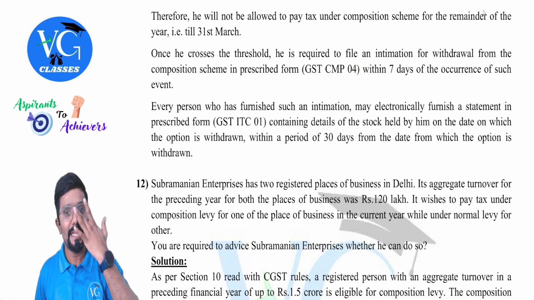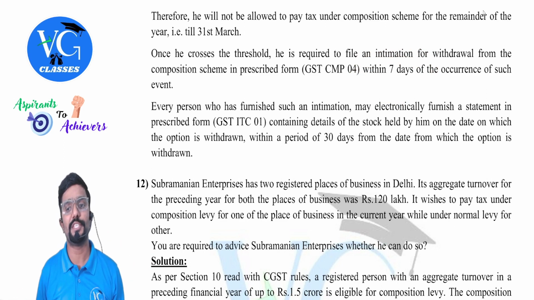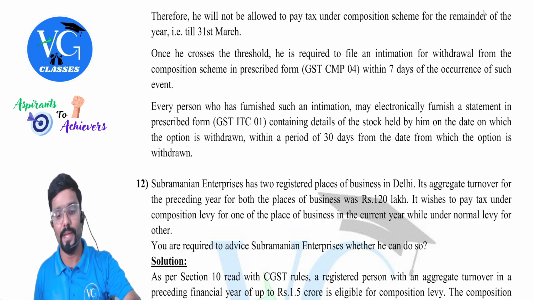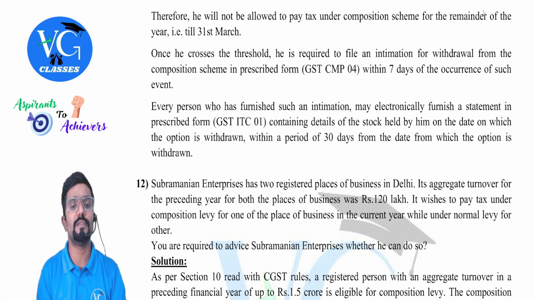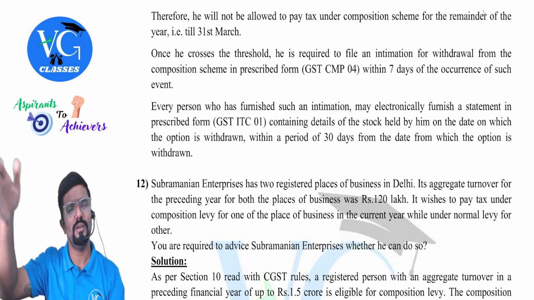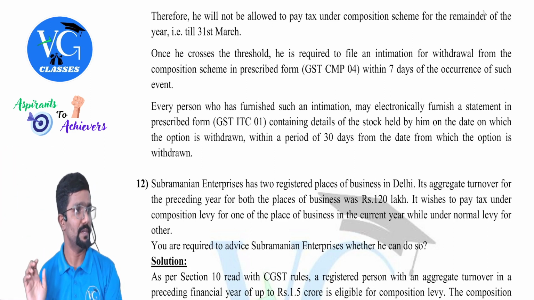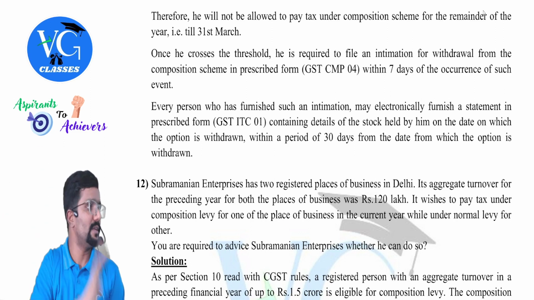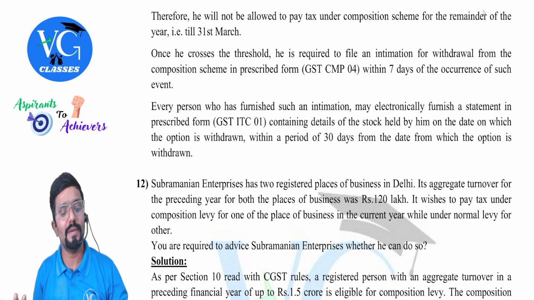Every person who has furnished such an intimation may electronically furnish a statement in the prescribed form, that is GST ITC-01. ITC stands for Input Tax Credit, containing details of the stock held by him on the date on which the option is withdrawn, within a period of 30 days from the date from which the option is withdrawn. Clear? That exact day is not mentioned. They just told December. So simply say within 30 days. If the date is given, assume 10th December, you say within 30 days of 10th December. Got it?